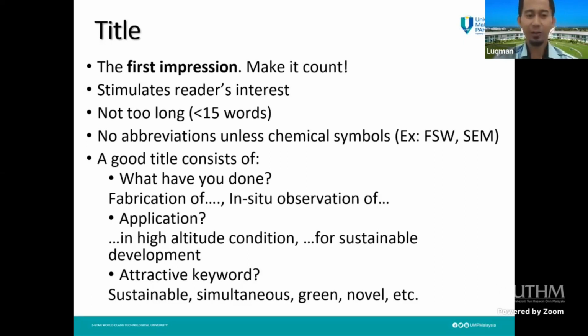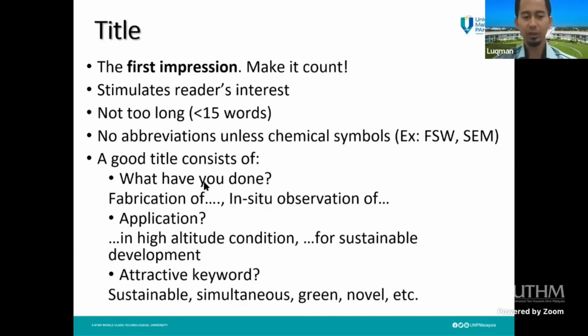Make it count. So how can we make a good title? I'm still learning this too. Sometimes I experiment with titles. Maybe citations are not many because the title is not catchy enough. The title should stimulate the reader's interest: oh, this is interesting, so I want to read. Not too long, around 15 words and below, don't let it become a paragraph. No abbreviation. For example in my field, FSW and SEM are common, but don't expect people to know. With abbreviations, people may not find your paper because they search, and usually people don't type the abbreviation, they type friction stir welding. So it may not show up in the search.